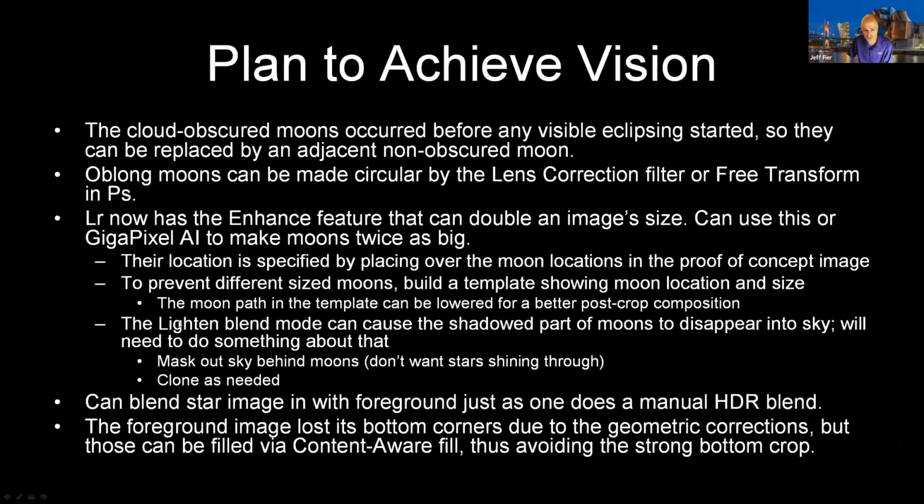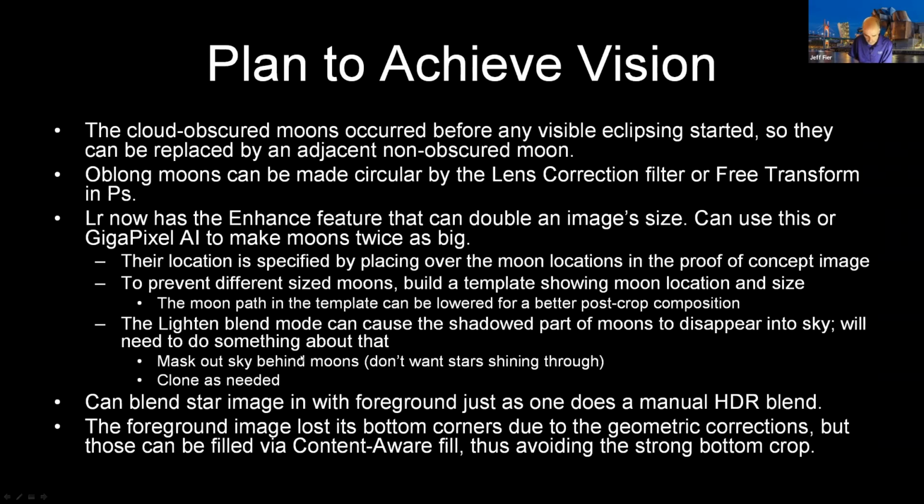Blending the moons in, you do that with a lighten blend mode, but that can lead to some issues. When half of the moon is eclipsed and is shadowed and dark, it might be darker than the sky that you're trying to blend it in with. As a result, you end up with sky showing through where there should be just plain shadowed moon. And sometimes that isn't so obvious, but other times you might happen to have a star behind there and you have a star shining through where there should be a moon. So I need to come up with ways to fix that.